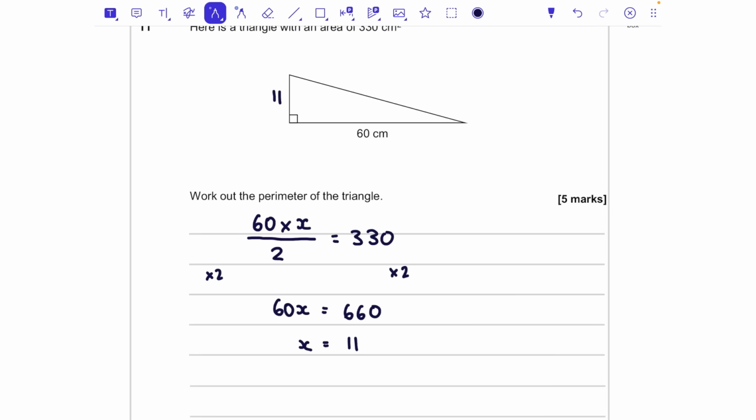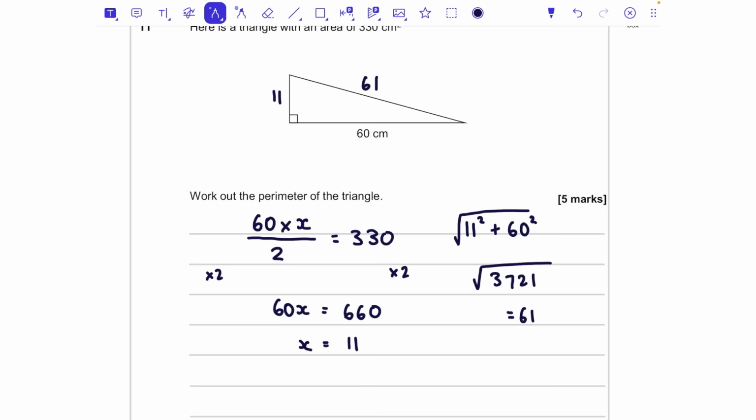I then want to know the perimeter of the triangle, and the perimeter is the distance all the way around the outside. So 60 add 11 add something, let's call it y. Now to get y, we're going to use Pythagoras. So 11 squared add 60 squared, and then we're going to square root that answer to find out what y is. 11 squared add 60 squared is 3,721. Let's then square root that answer, and that gives us 61. So 61 is the hypotenuse.